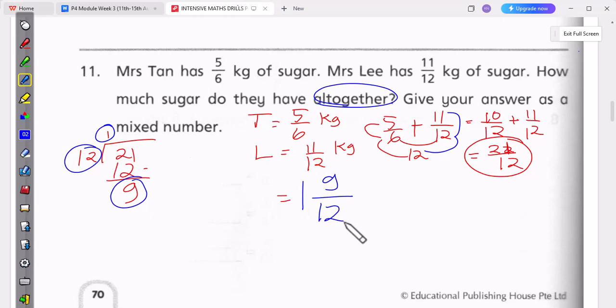So this is how to solve the operation of fractions in a word problem. Okay, I think that is all for our lesson today. Thank you.